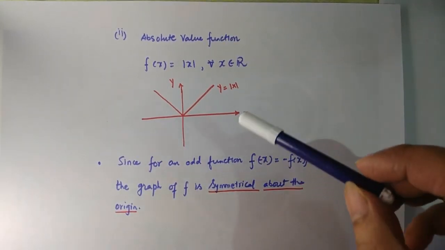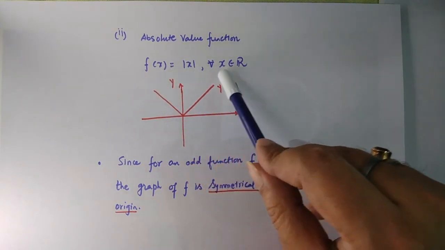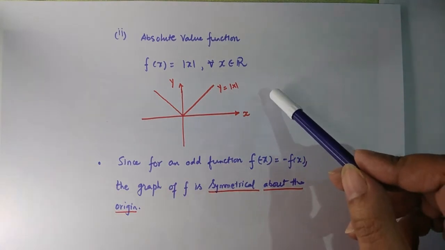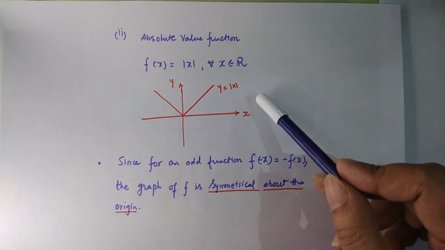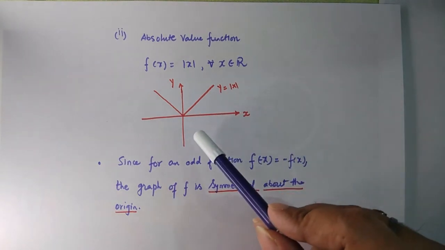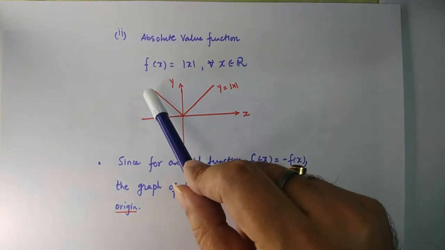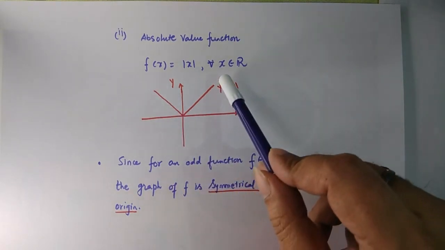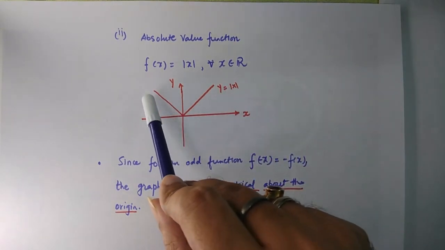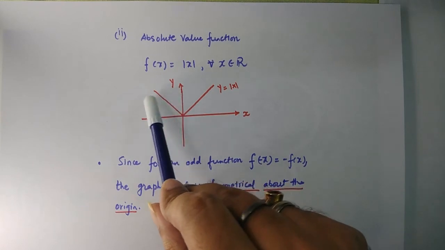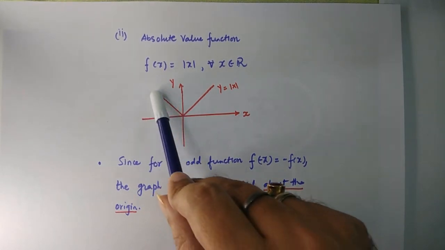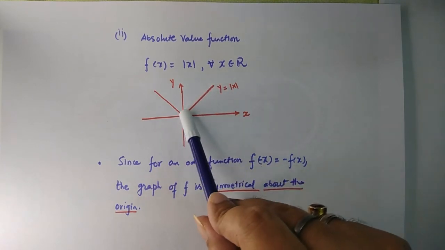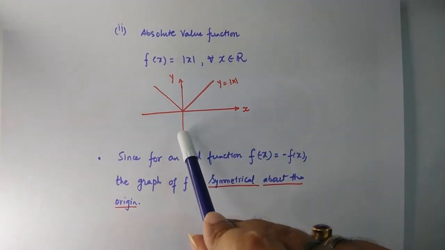Consider the absolute value function f of x equal to mod x for all x belonging to R. By definition, mod x is equal to x when x is greater than or equal to 0 and minus x when x is less than 0. Therefore, the graph of mod x has this shape, which is that of V. Now it is easy to see that the graph of mod x in the left hand side of the plane, which is this portion, is nothing but the mirror image of the graph on the right hand side of the plane with respect to the vertical axis.